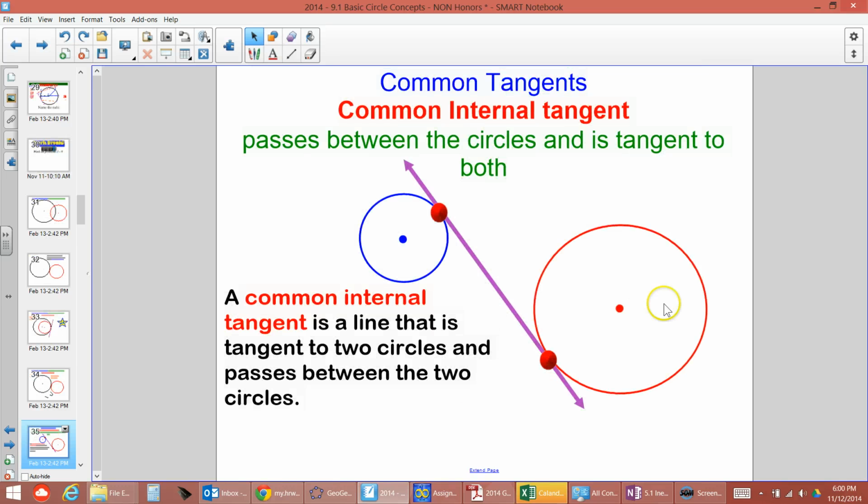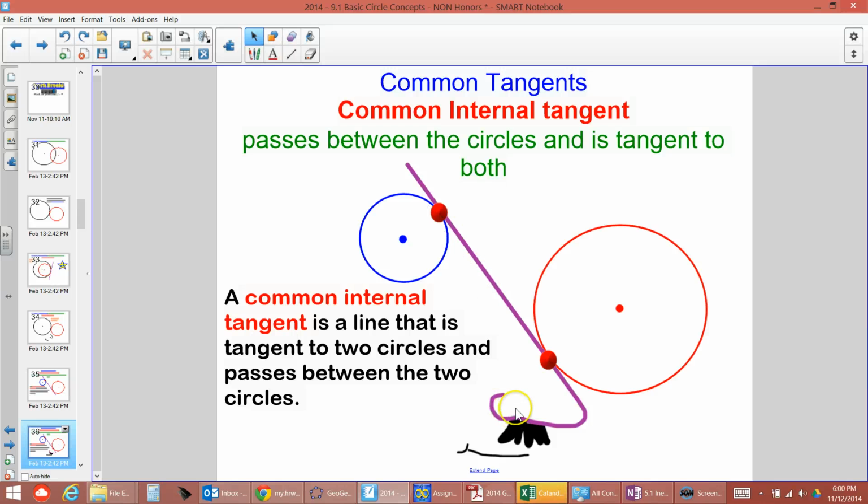So common internal tangent, new definition. Common means it's shared between two circles. Internal means it's going to cut across the middle of the two. And then tangent means it touches in one place. So a common internal tangent is a line that passes through two circles, and it passes between the two. Okay, I can also make this look like a nose and a mustache.